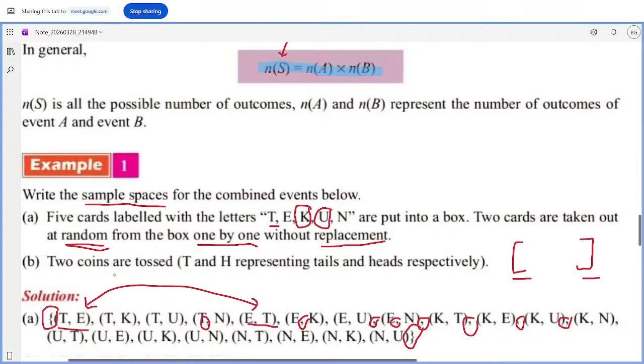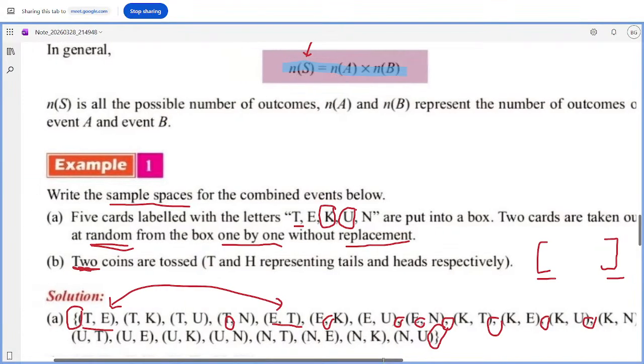Okay, so now part B, yeah? Okay, so now they say two coins are tossed. Okay, you got 2 coins now, guys. And they say T and H is tail and head. So what is the possible sample space? Can you guys give it a try? Or you just tell me the number. No need to list down one by one. Tell me totally how many sample spaces you have for part B. When 2 coins are tossed, what is the possible outcome? Okay, only 2. Are you sure?